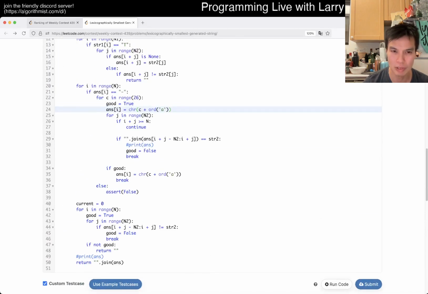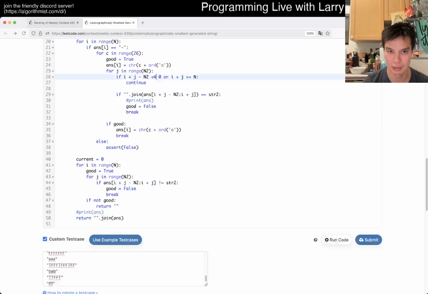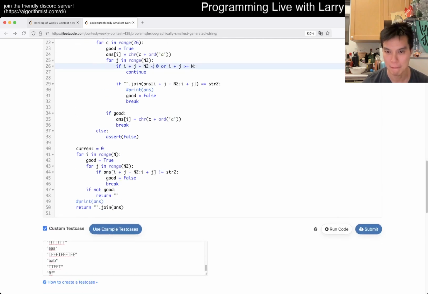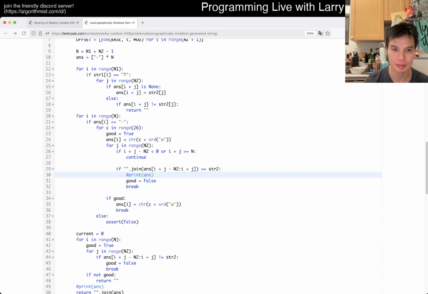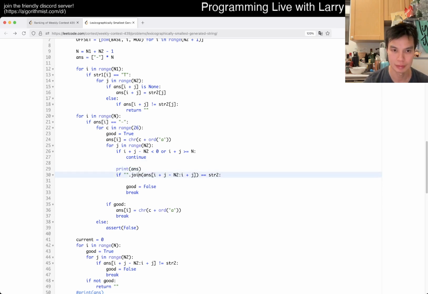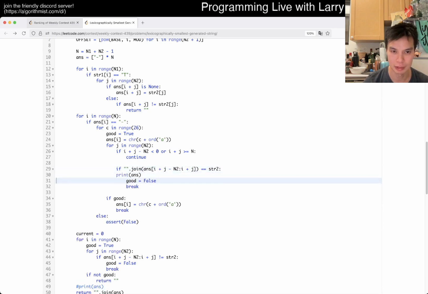Okay, still wrong. Why? I mean, this goes into negative, which is a little bit awkward. So yeah, if i plus j minus n2 is greater than or equal to 0, or i plus j is greater than or equal to n, oh, it's less than 0, I suppose. Okay. I guess we want to do.